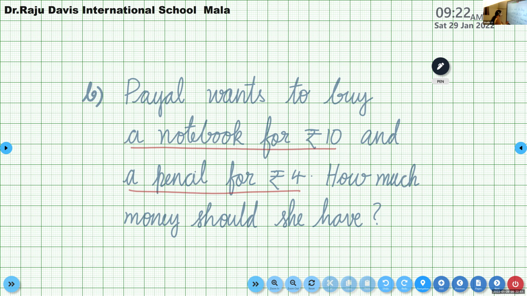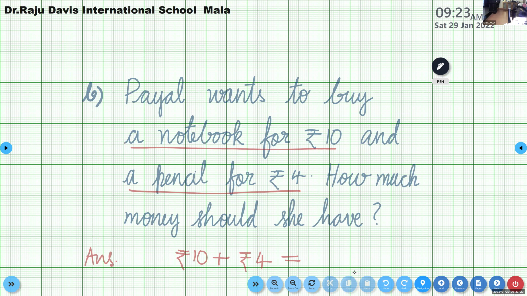So for the notebook, it is rupees 10. So I can write rupees 10 plus, for the pencil, it is rupees 4. So rupees 10 plus rupees 4. Or we can say 10 plus 4. 10 in the mind, 4 on the fingers. So after 10, 11, 12, 13, 14. So the total amount is rupees 14.